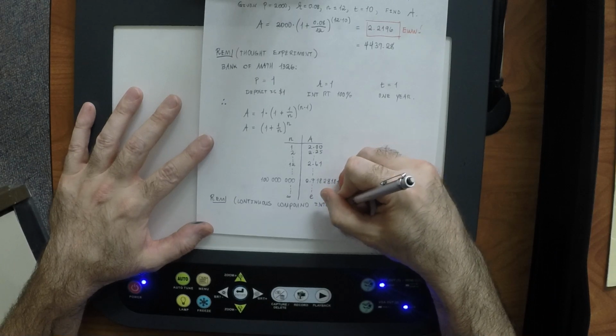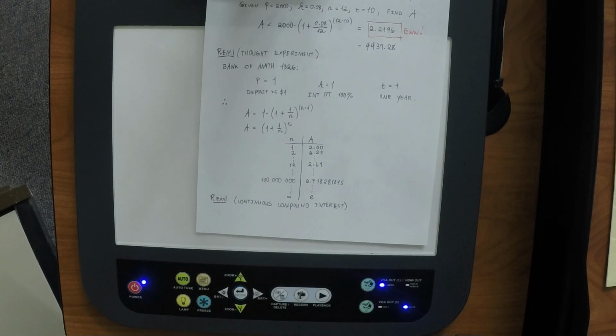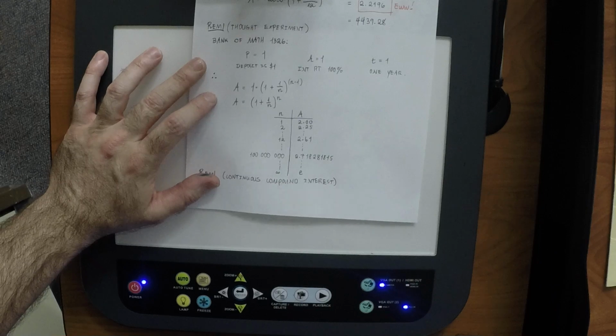Now, that being said, this is an interesting concept to explore in a mathematical sense, but I am not aware of any financial institution that offers continuously compounded interest. So it's sort of like a fantasy in that sense.